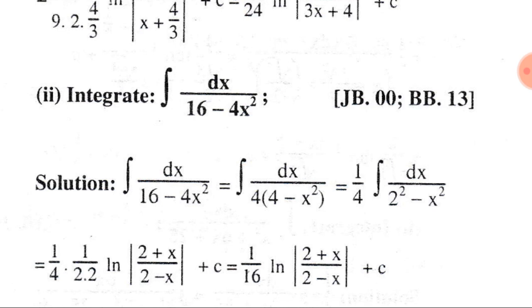We know another standard form of the integral, that is the integration dx whole divided by a squared minus x squared is 1 divided by 2a ln of (a plus x) whole divided by (a minus x). So since 1 by 4 integration dx whole divided by 2 square minus x square is similar to the standard integral, we can write 1 by 4 times 1 divided by 2a, where a is 2, and ln of (2 plus x) whole divided by (2 minus x), plus c, the integral constant. After calculation, we can write 1 by 16 ln of (2 plus x) whole divided by (2 minus x) plus c.